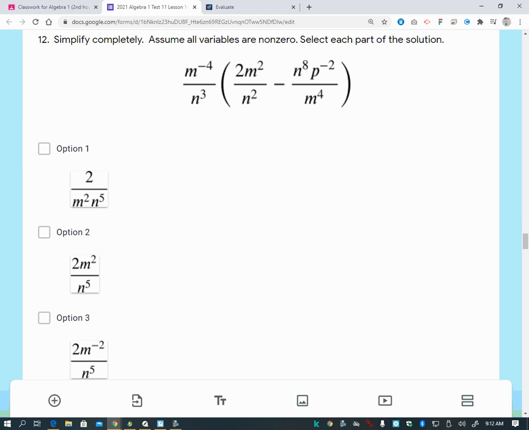Okay, this one's kind of the same story, just more steps, right? What are we working on? All right. Number 12, what's the first step here? Alex? Move everything up top, okay?